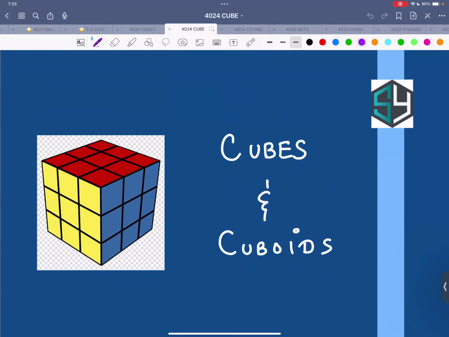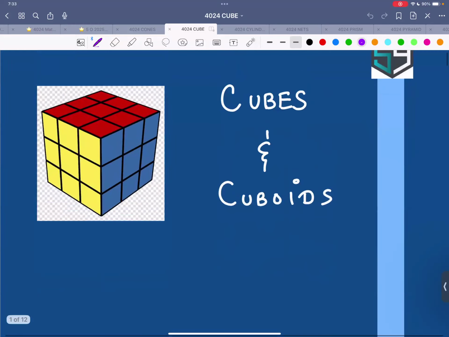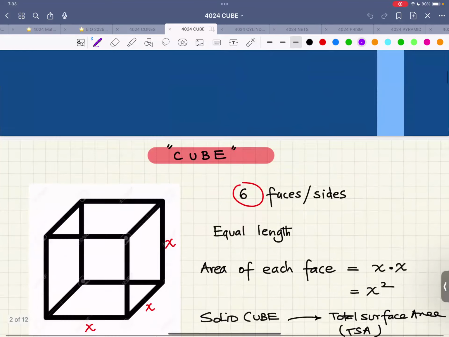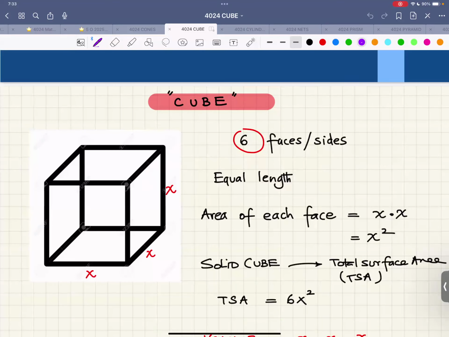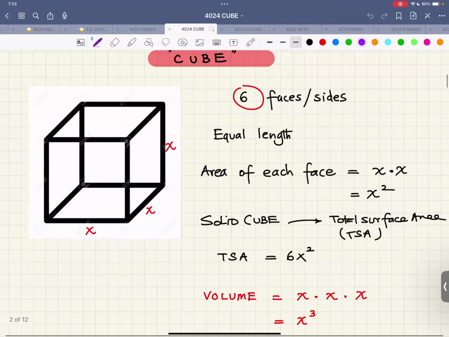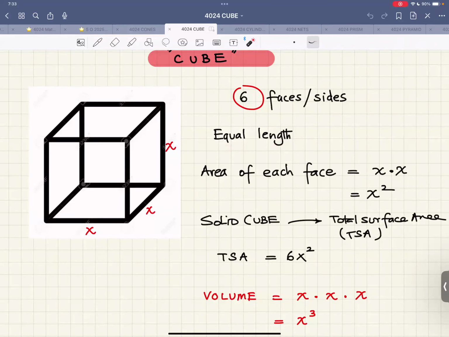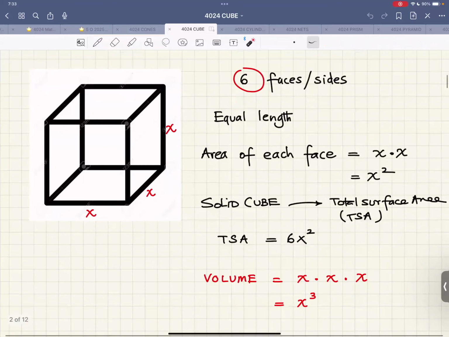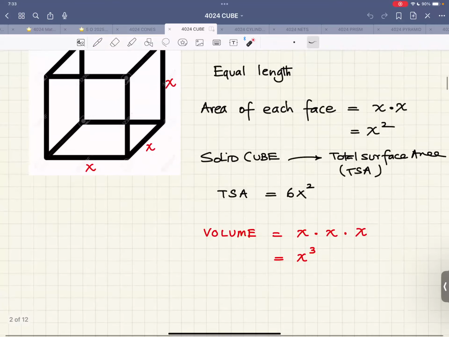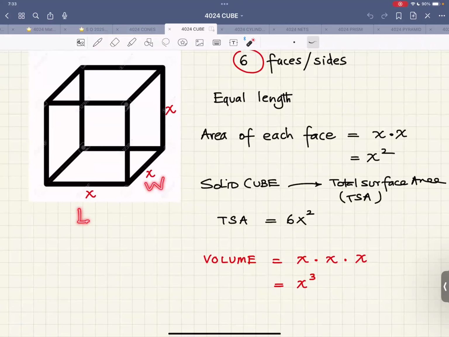So this Rubik cube, that is a cube, because it's a prism in 3 dimension. Prism is in 3 dimension, and the cross section is the same. Now I'm talking about cube right now. So now cube and cuboid, there are 6 faces or 6 sides. All of these are of equal length. Area of each face, that is x into x, because it's a square. That is x squared. Solid cube, total surface area, TSA, that is 6 times this, because all the faces are there. Volume, that is length into width into height.